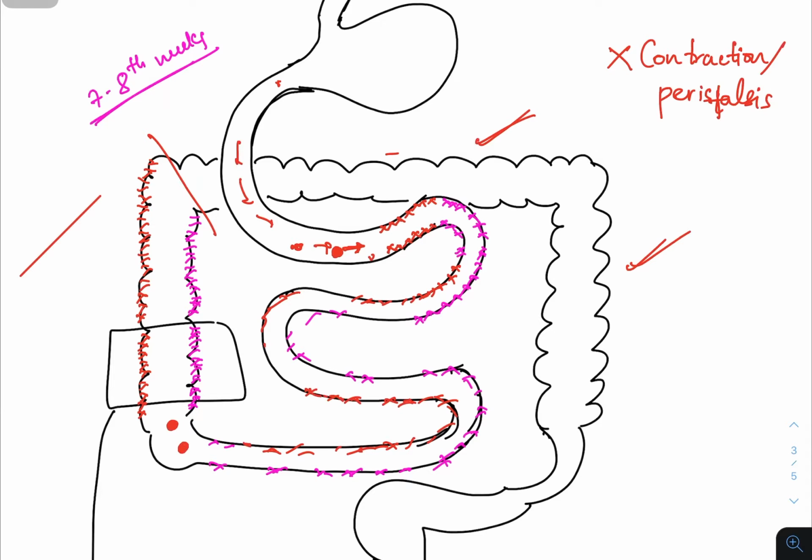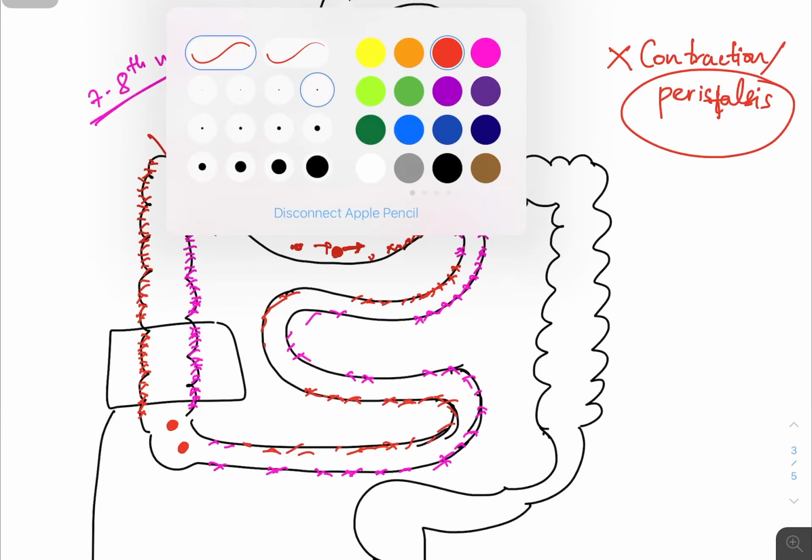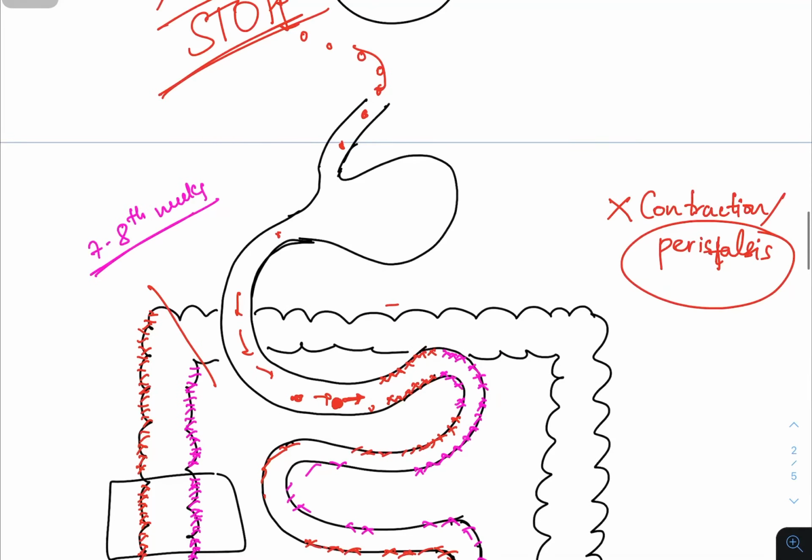But up to the ascending colon everything is fine. But when it comes to the transverse and descending colon, as there is no nervous system, there is no peristalsis. Now when there is no peristalsis, what has happened? Tell me. When there is no peristalsis, what will happen?